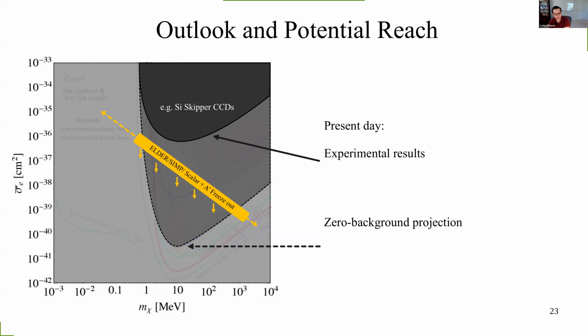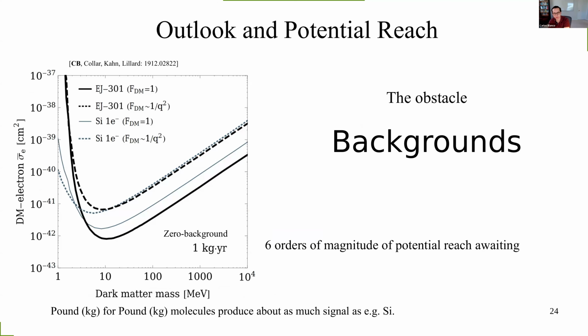And that's just that we have to deal with backgrounds, right? That's the real obstacle. There are 6 orders of magnitude of potential reach waiting if we can just deal with the backgrounds inherent in these low threshold detectors. Okay. These very optimistic lines assume 0 background for things like 1 kilogram-year of exposure. And you notice that a lot of those dotted lines reach down to roughly the same area.